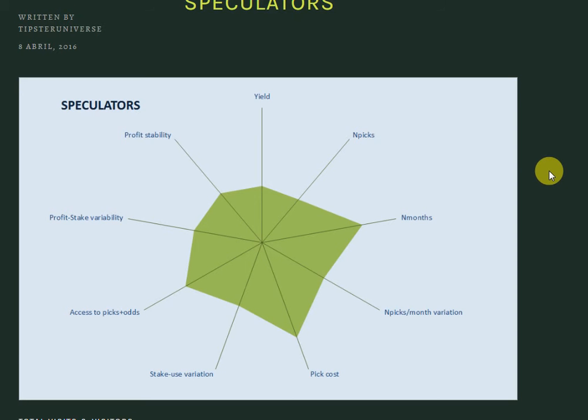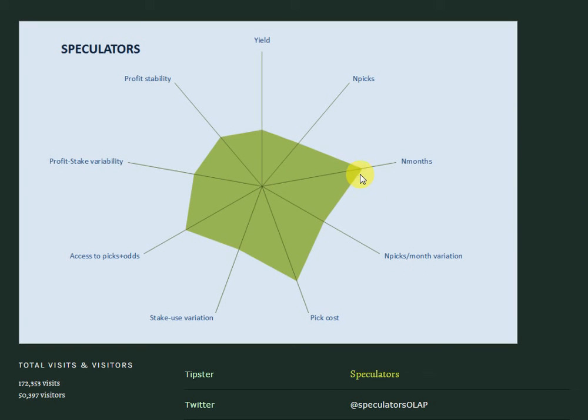So just as an example, for instance, the number of picks is quite good. The sample is really large in this sense, so there is a good sample behind this analysis. The variation in terms of number of picks per month is more than acceptable. Of course, the cost is very good, because we were looking for a free tipster.